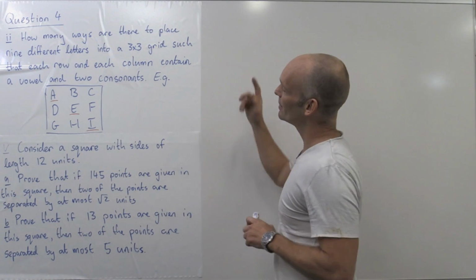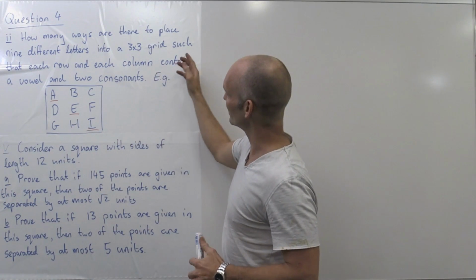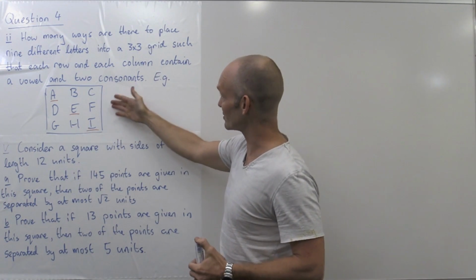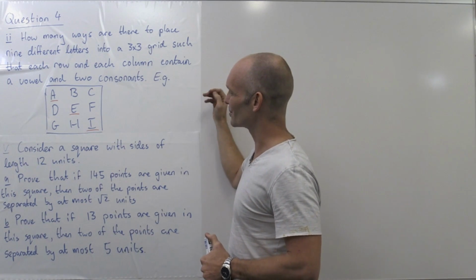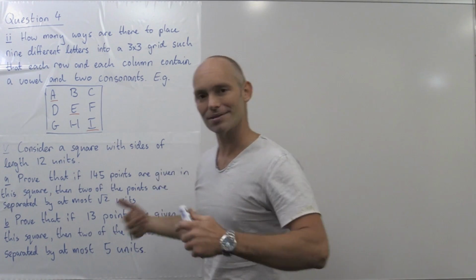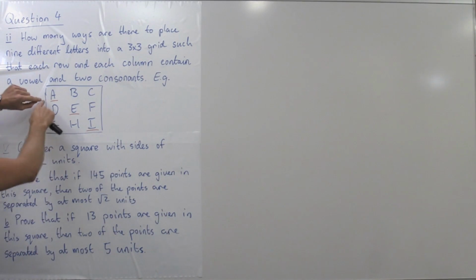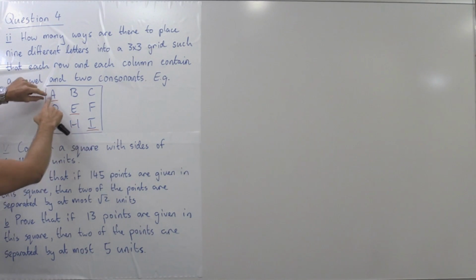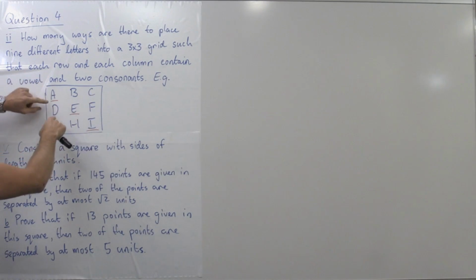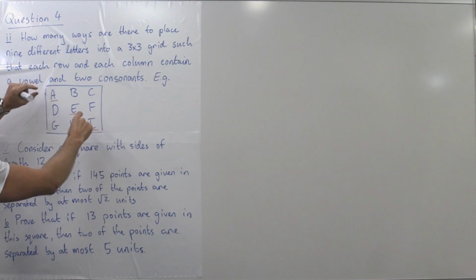How many ways are there to place 9 different letters, like these here, into a 3x3 grid, just like you see here, such that each row and each column contain a vowel and 2 consonants? So, okay, let's quickly think what they mean there. It just means that we're putting the vowels in positions like this, where you don't have any vowel being in the same row or column as the others. So how many ways can you place the vowels like that?